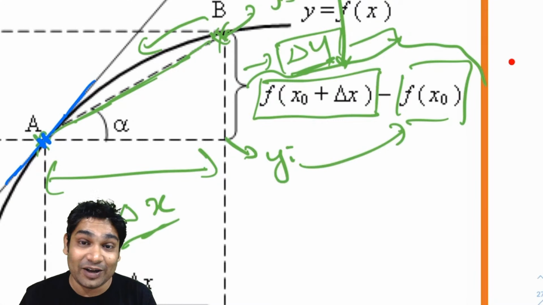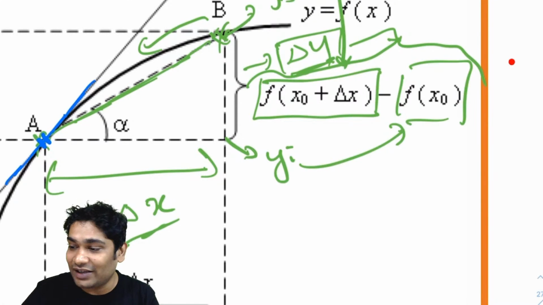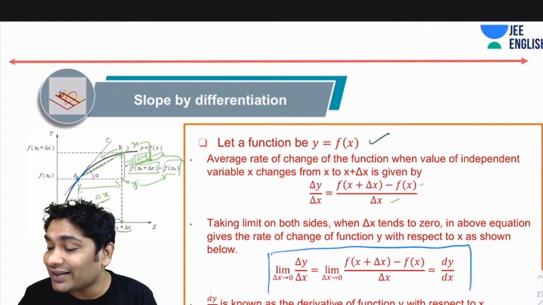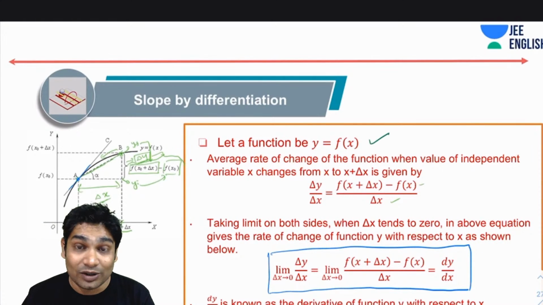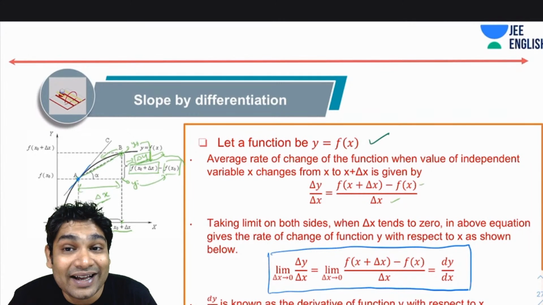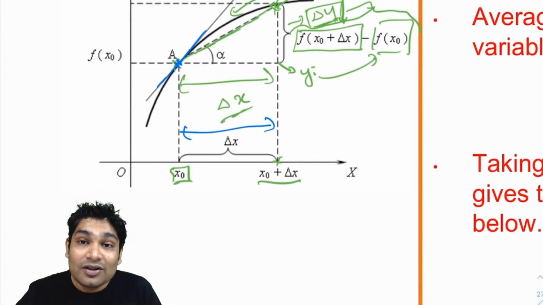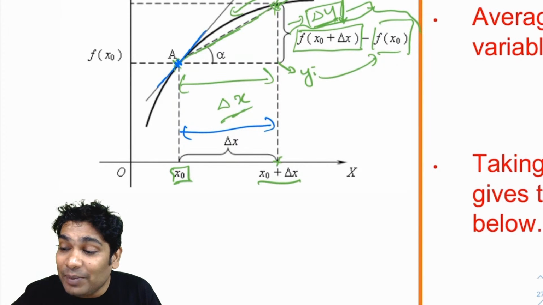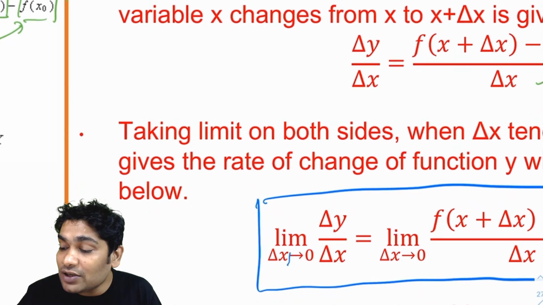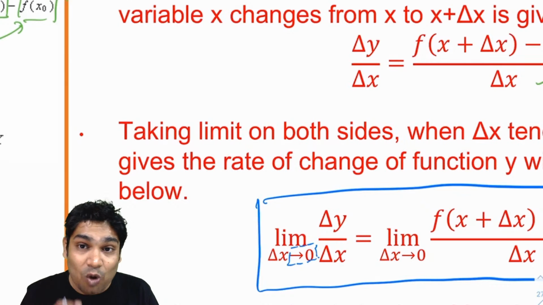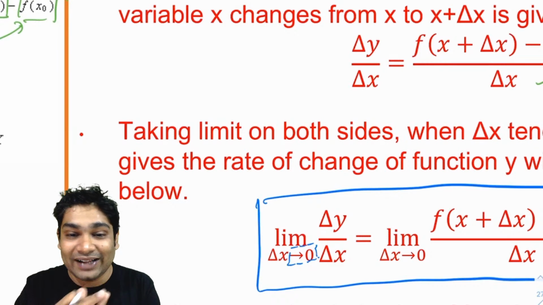The slope of this tangent represents the instantaneous rate of change of y with respect to x. So how do I do that? Mathematically, we take limits and assume that delta x tends to 0. This is called the first principle of differentiation. Delta x was the change in position of x. If delta x tends to 0, which means almost 0 but not 0, then a and b almost start coinciding.